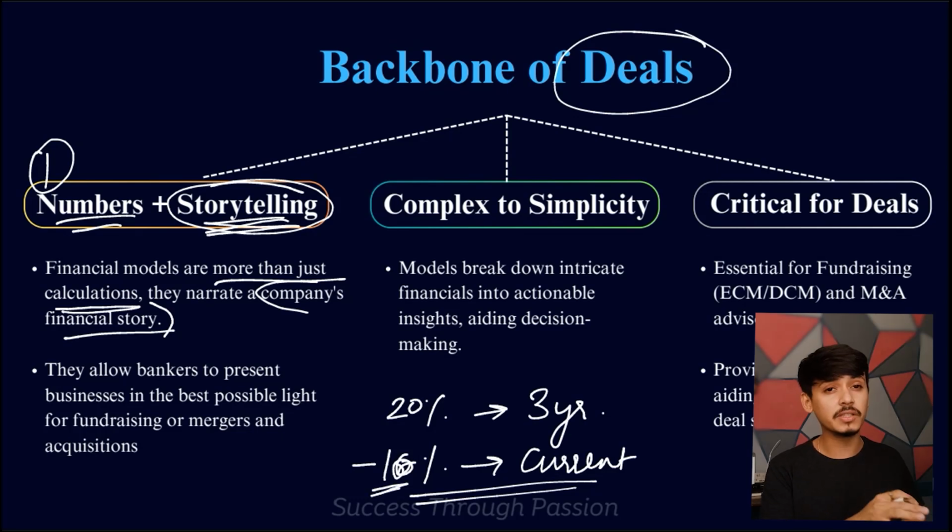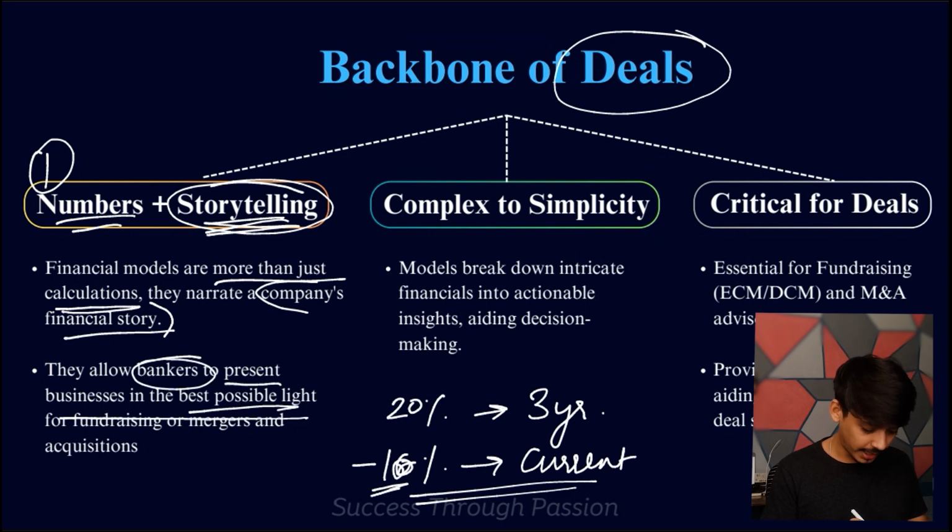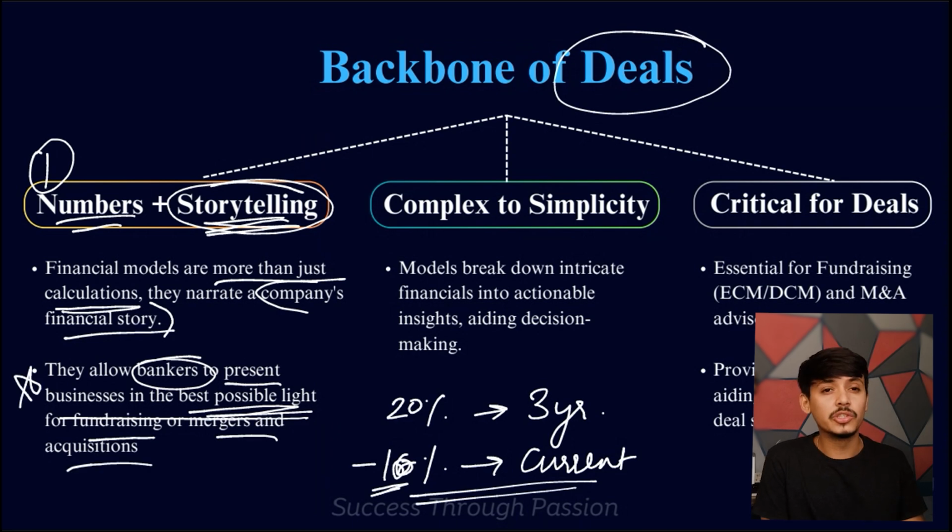So that is what helps investment bankers and private equity firms understand how the company is performing and whether it is worth your time to do a deal with that particular company. So that is what we can understand from the numbers, and they allow bankers to represent businesses in the best possible light for fundraising and M&A. Because it is the duty of bankers to make deals happen, you have to create a financial model in such a way that it portrays a good story about your business.